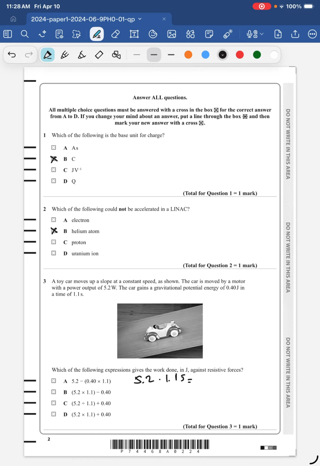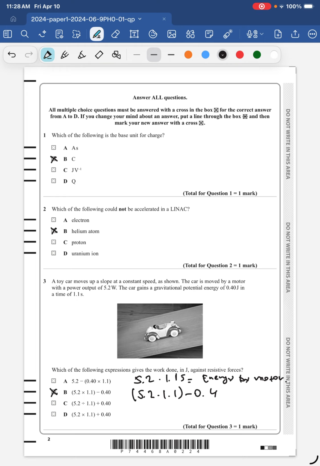So let's write it as energy by motor, excuse me for my bad handwriting. But then we have to subtract from that the 0.4 joules of gravitational potential energy, and this will give you the energy spent on resistive forces, meaning that that's the energy needed to overcome these resistive forces and make the car move up the ramp. Okay, so the answer will be 5.2 times 1.1 minus 0.4, which is option B.